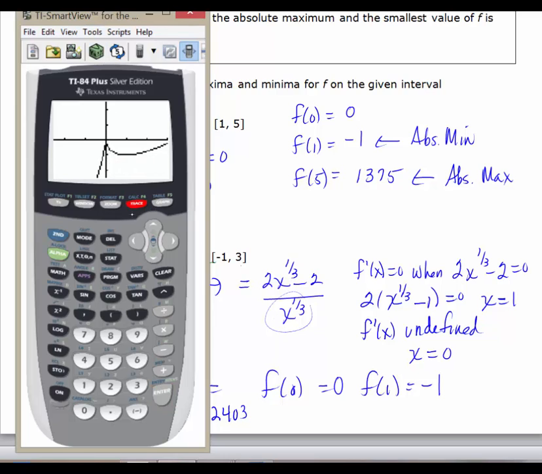If I trace on -1, which is an endpoint, I can see my value is -5. And if I trace on 3, I can see that my y value is -0.2403, rounded out to 4 decimal places.